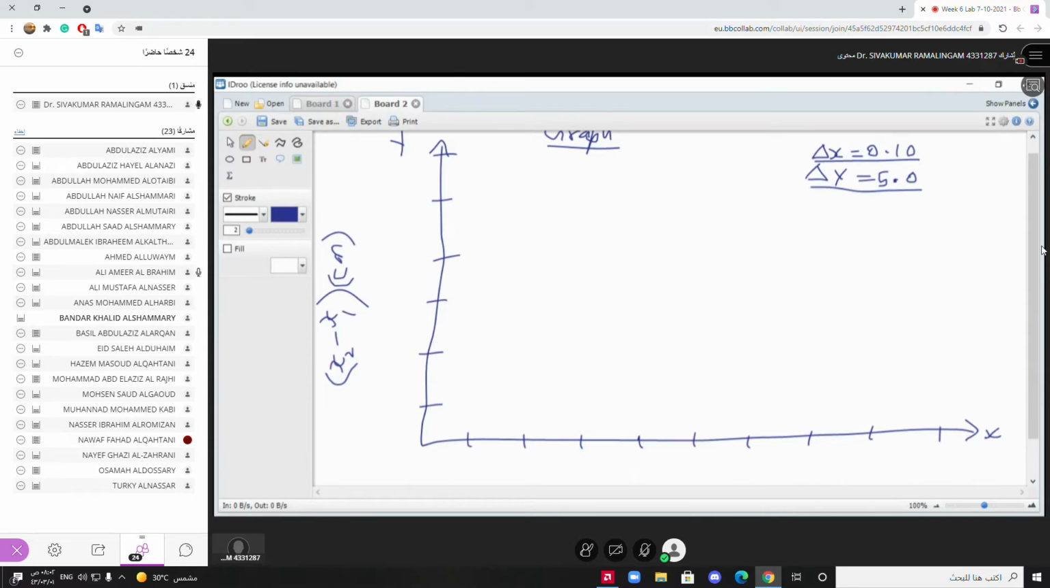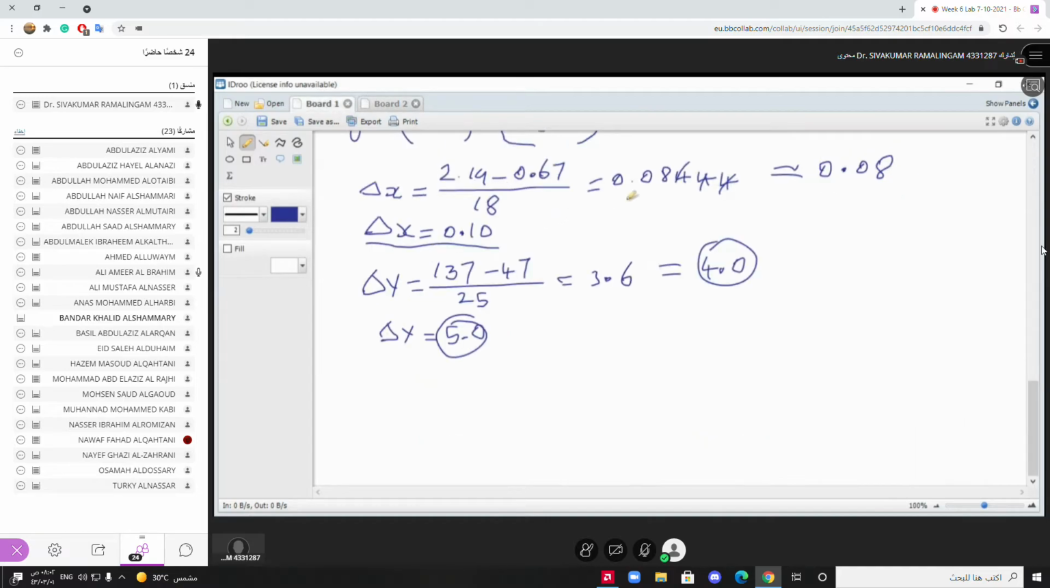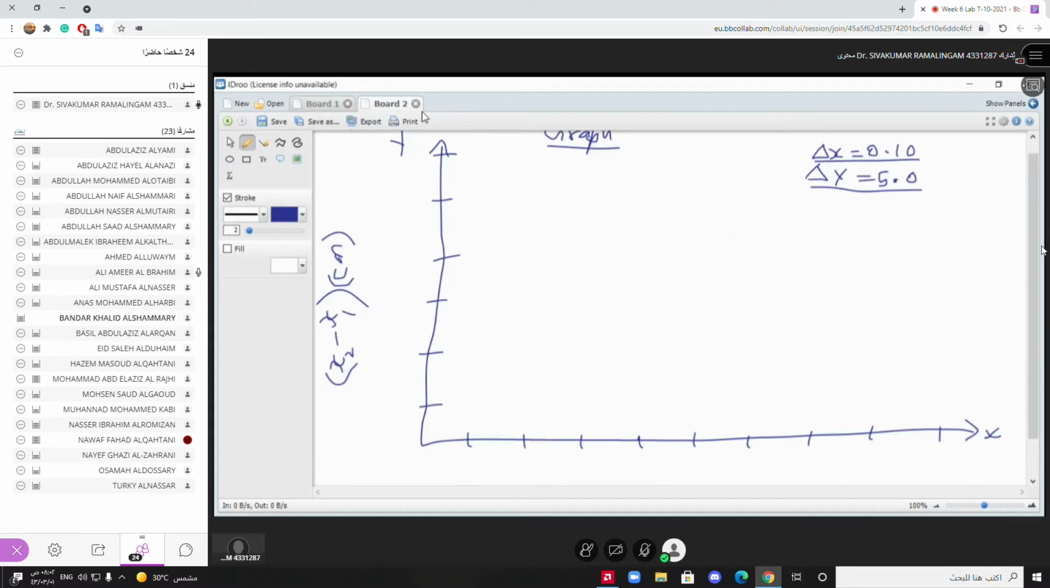Now, let me write the numbers in the x direction. What is the minimum value in the x direction? 0.67. Can I take 0.6? 0.6. Add this with the increment. Increment is 0.1. That means 0.7, 0.8, 0.9, 1.0, 1.1, 1.2, 1.3, 1.4, and so on. Continue until the end of the page. Is it clear?